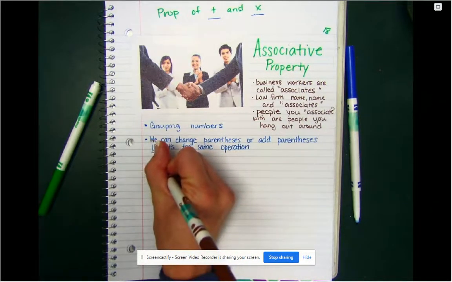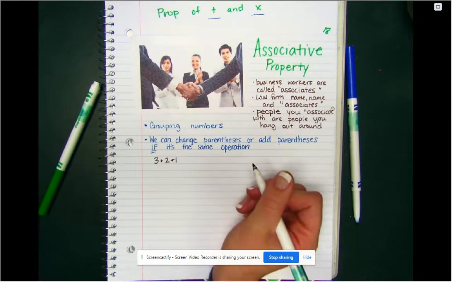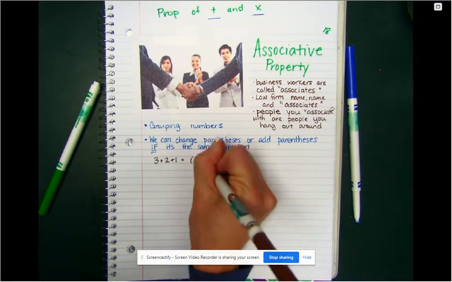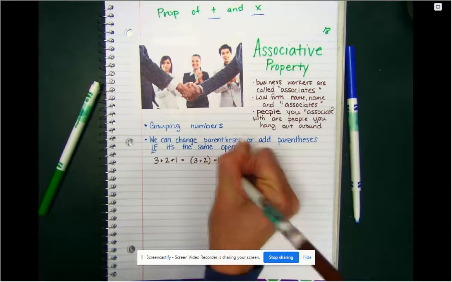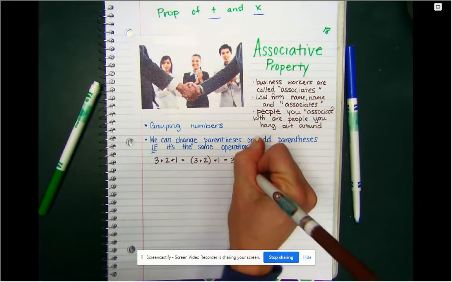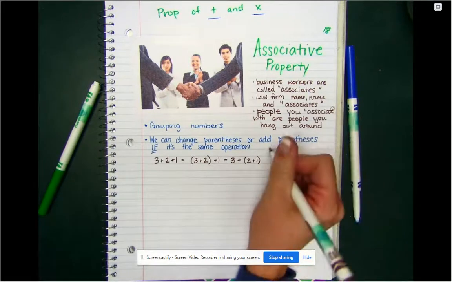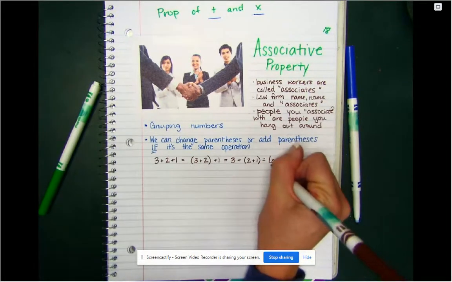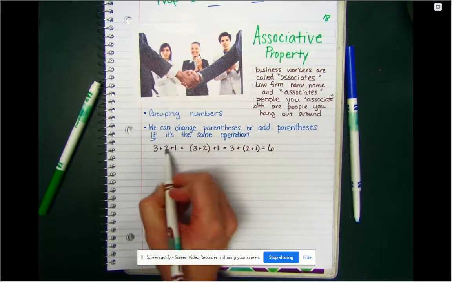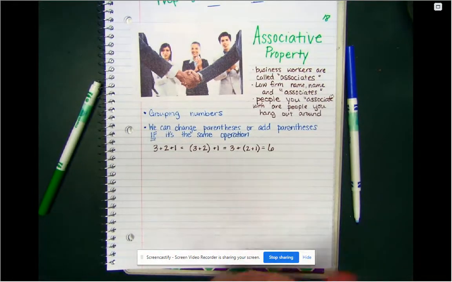So the problem 3 plus 2 plus 1, 3 plus 2 is 5, 5 plus 1 is 6, is the same as doing the problem 3 plus 2 plus 1, which is the same as doing the problem 3 plus 2 plus 1. Any way we put the parentheses in there or don't put the parentheses in there, it's still going to equal the same answer of 6. Now notice that it was always between two additions. If I had an addition and a multiplication or I had a subtraction, that's not the same thing.